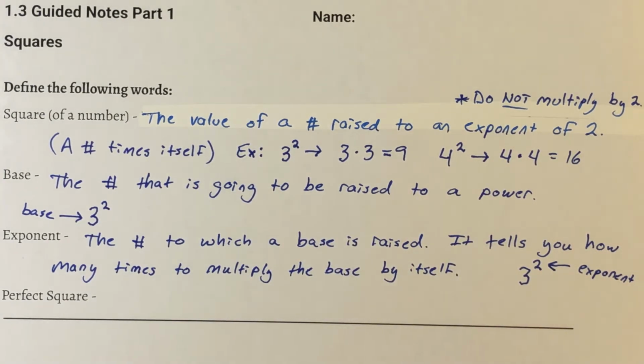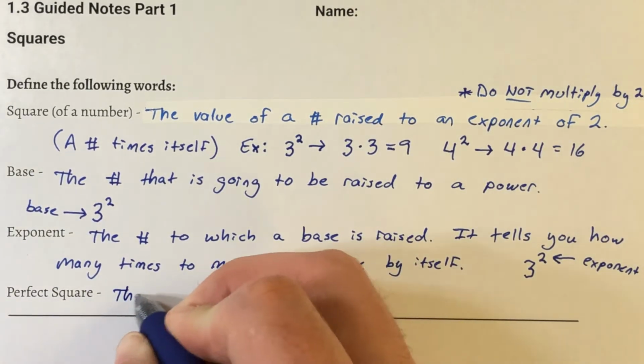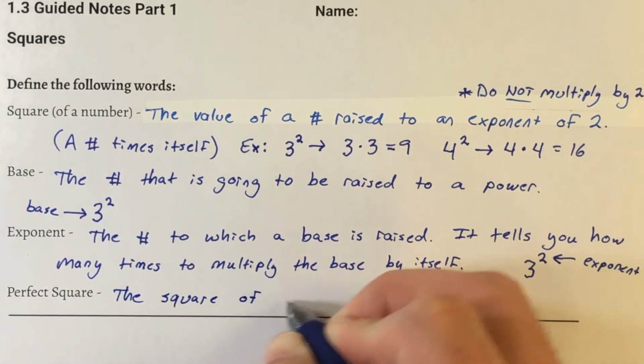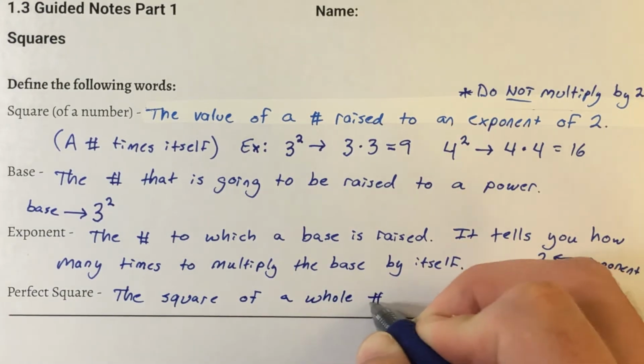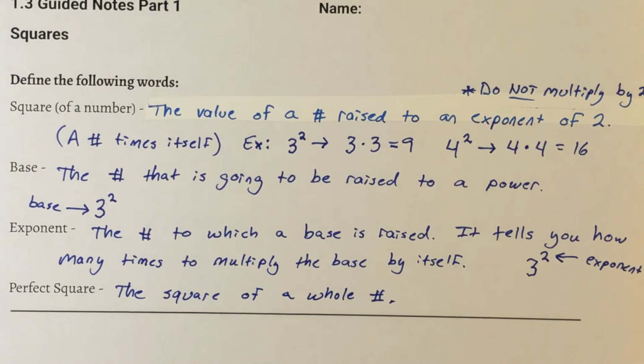All right, our last term is a perfect square. Perfect square refers to the square of a whole number. I would recommend that you have memorized the first 12 perfect squares. It's going to make your life a lot easier.